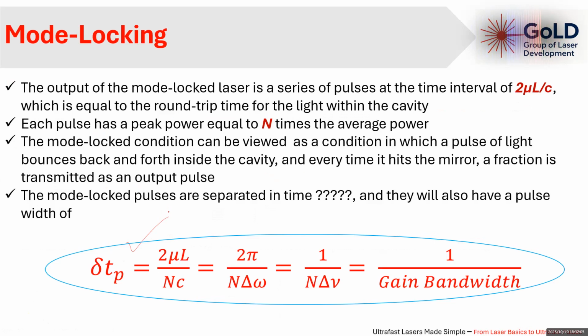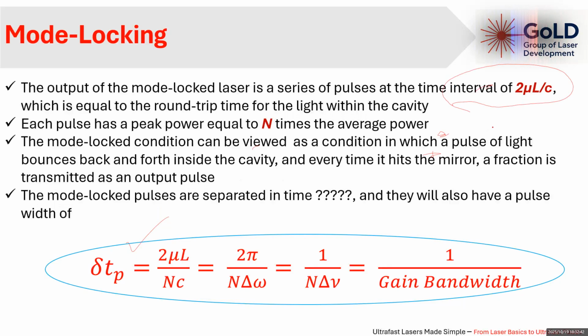Let's suppose 100 femtosecond is the duration of one pulse. But there are many pulses coming out at equal intervals, and each pulse has a 100 femtosecond duration. So the first point here, where is my marker? Here. So the series of pulses at time interval of this one.